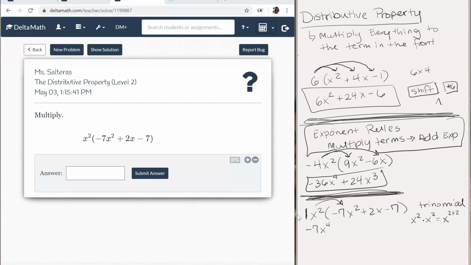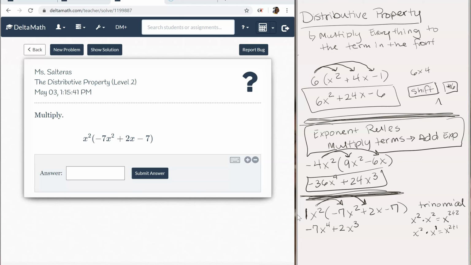All right. So the next one, x squared times 2x. So 1 times 2 gives you 2. x squared times x. Again, there's that 1 that we do not write, so you can go ahead and write it so that you know that this is actually x, 2 plus 1, which is x to the 3rd power.